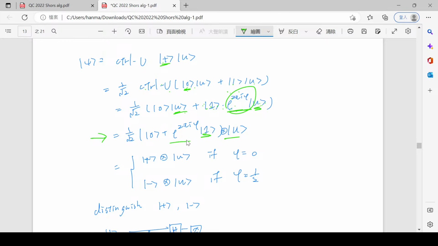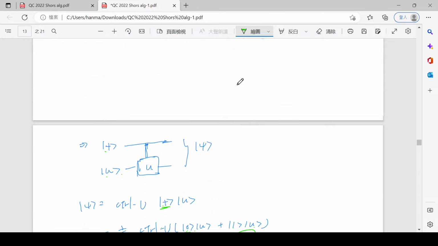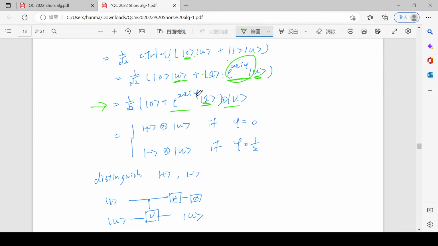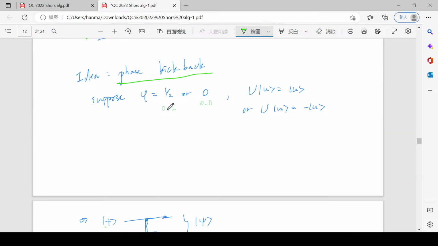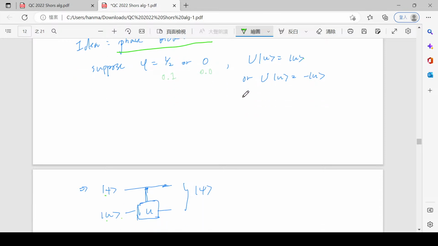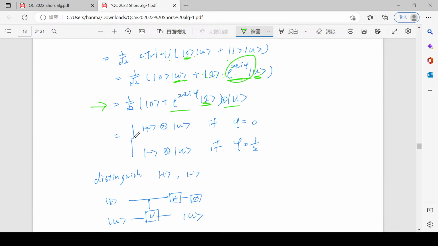Okay, this is phase kickback. And this extra phase is equal to e to the 2 pi i phi. Now, what is this phase? There are two different situations. It's either no phase, corresponding to phi equal to 0, or a minus 1 phase, corresponding to phi equal to 1/2. Okay.